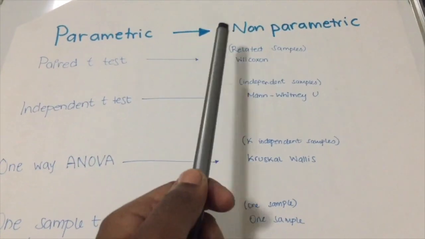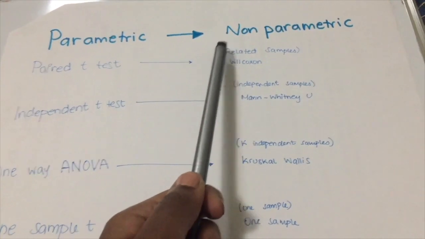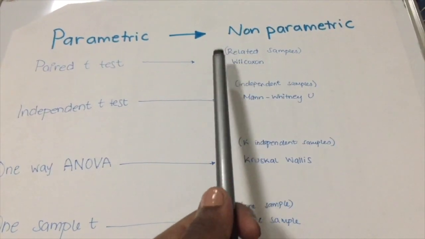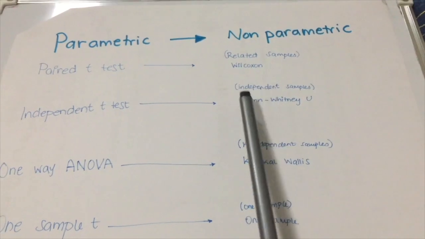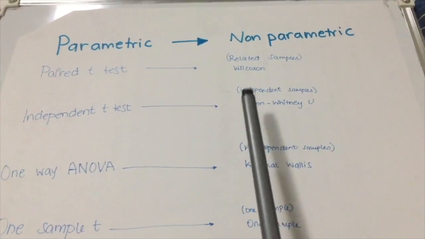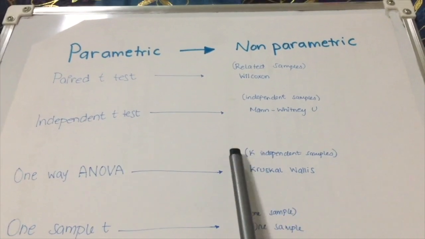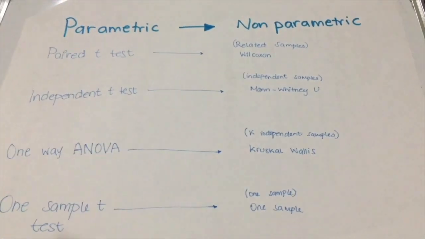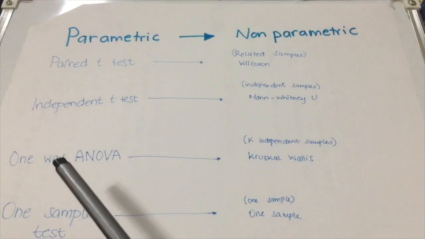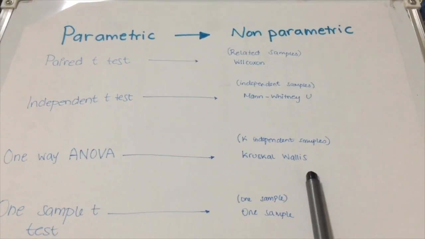So you'll find the test in related samples, and then you'll tick on the Wilcoxon test, okay? Or you'll find it in independent samples, and you'll pick the Mann-Whitney U test, or the Kruskal-Wallis test, which is found in the K independent samples. So basically, the only difference is that the type of test changes from one to another.